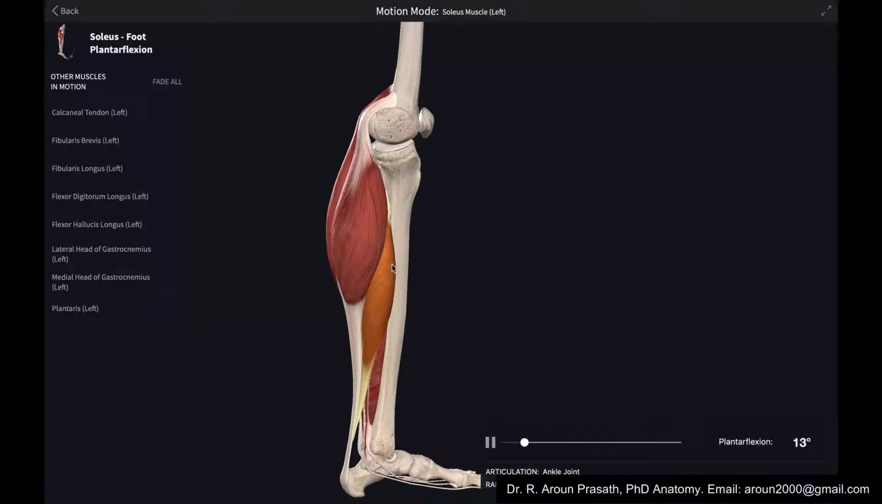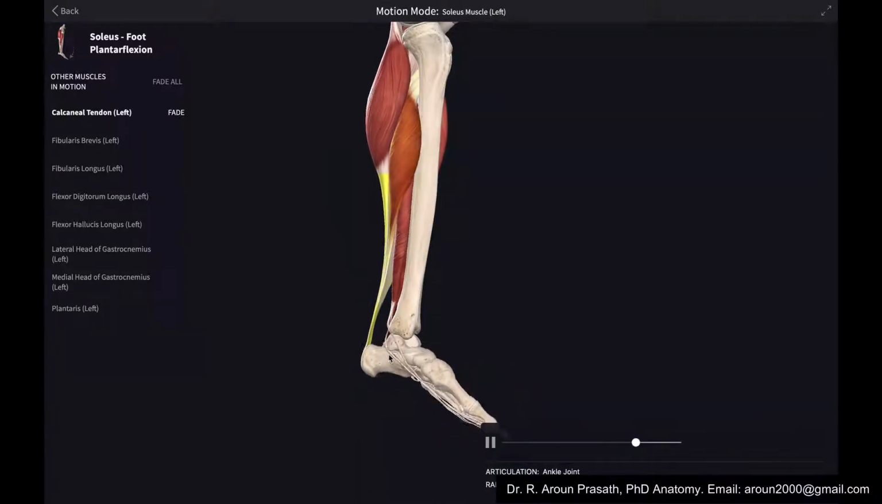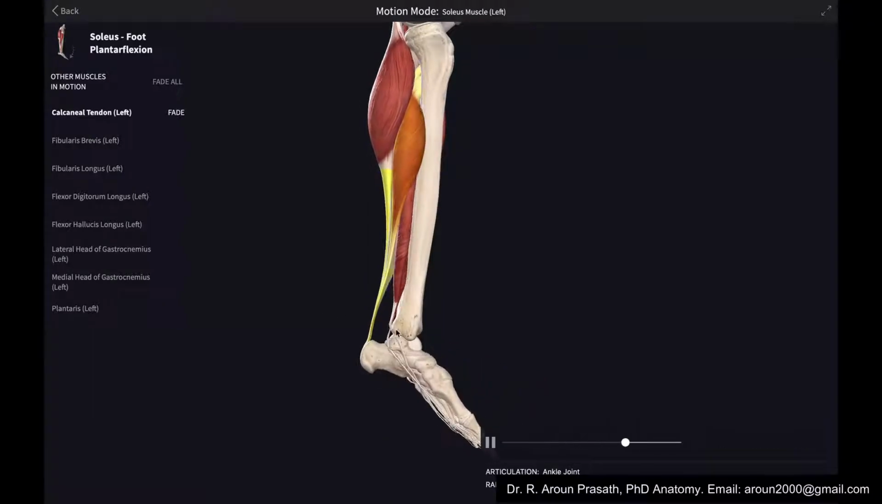And it has two parts, the soleus part and the gastrocnemius part, and they both come together and form a common tendon that is called the Achilles tendon, which is one of the strongest tendons in the human body. The Achilles tendon is the strongest tendon in the human body, causing the plantar flexion.